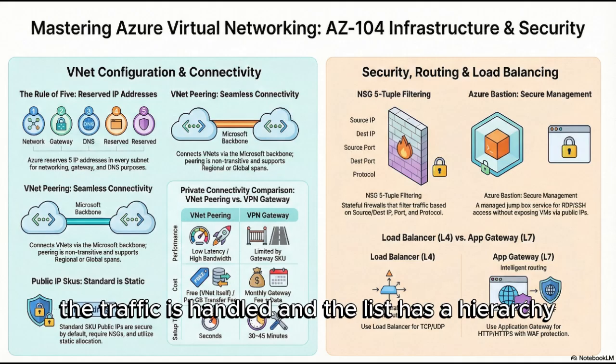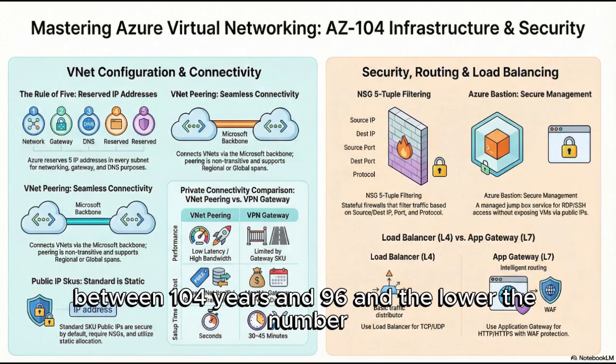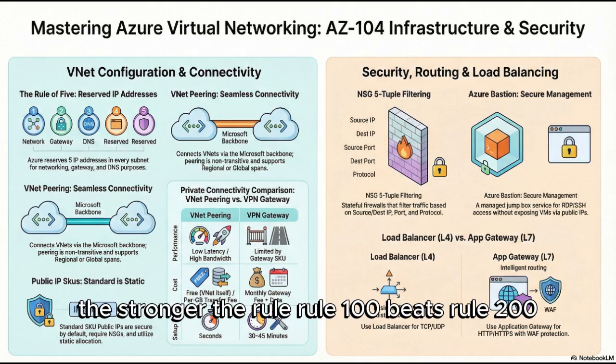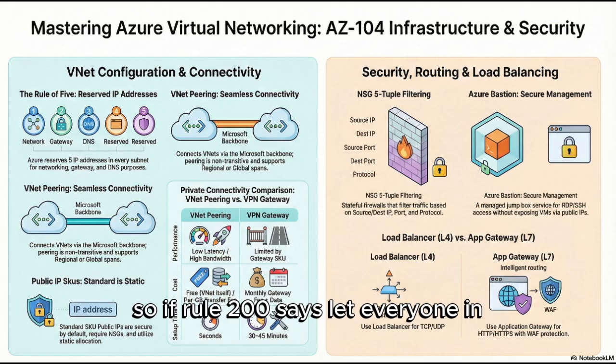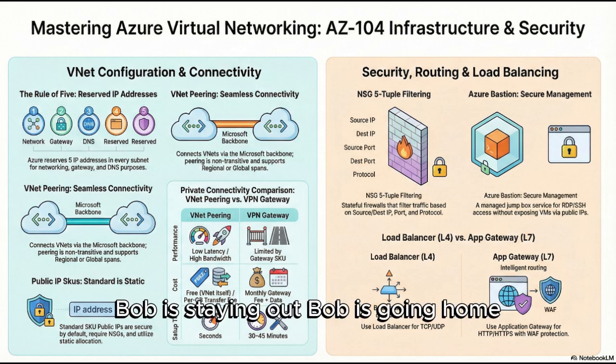And the list has a hierarchy, right? It's not random? Correct. Every rule has a priority number between 100 and 4,096. And the lower the number, the stronger the rule. Rule 100 beats Rule 200. So if Rule 200 says, let everyone in, but Rule 100 says, block Bob, Bob is staying out.